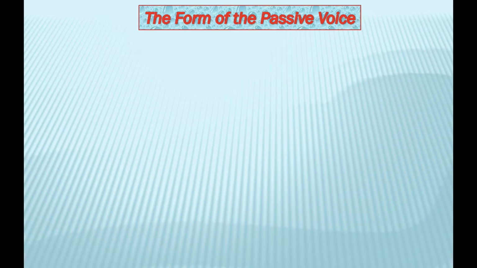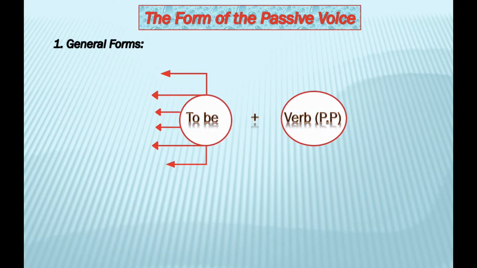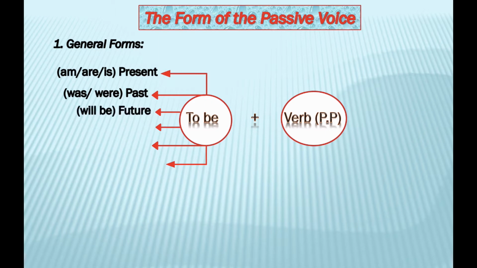The forms of passive voice. As I said before in the introduction, we have 2 types of forms. We have general ones, which is verb to be plus verb past participle. And the verb to be is going to take different forms. For example, if we have the present, it's going to be am, are or is. And if it is in the past, it's going to be was or were. Future will be.